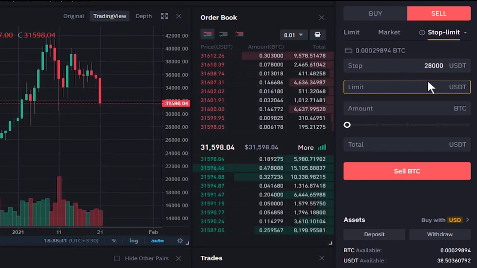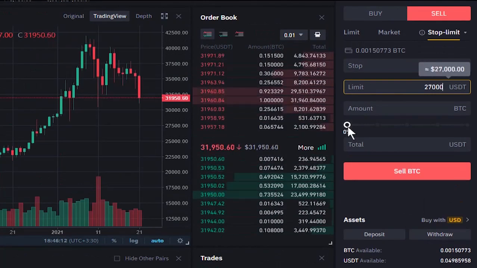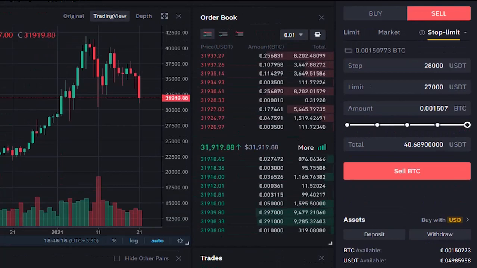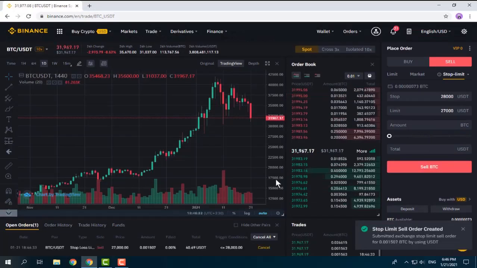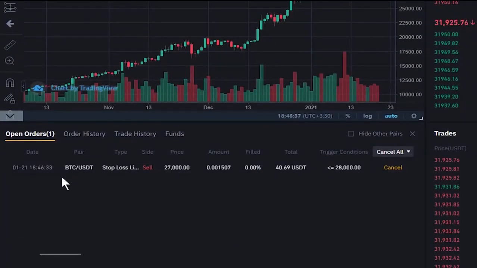So we set it, for example, 27,000. And for the amount, we set it on 100% of our total available Bitcoin. And by clicking on sell BTC, here's the confirmation, by clicking on the confirm, and it's done. Successfully placed. And here is the order information.